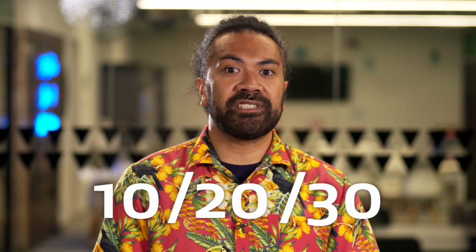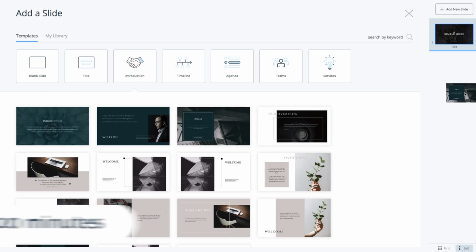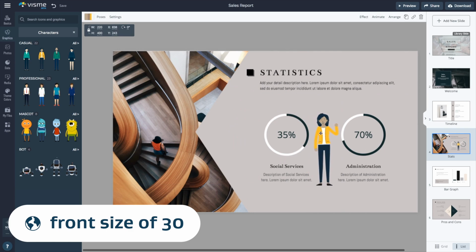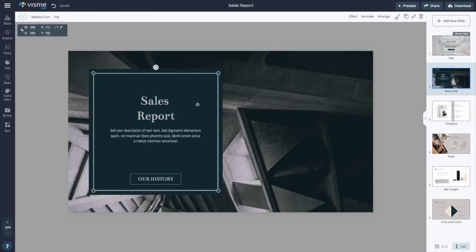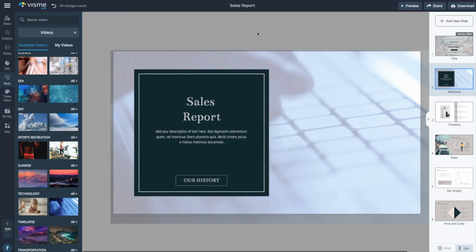Keep your content concise and focused. The 10-20-30 rule suggests limiting a presentation to 10 slides for a total of 20 minutes, using a font size of 30 to keep people engaged and help them retain information. Slides should illustrate and clarify key messages, not repeat your presentation word for word. If you have a lot to cover, consider breaking it up into several smaller sessions to avoid meeting fatigue.